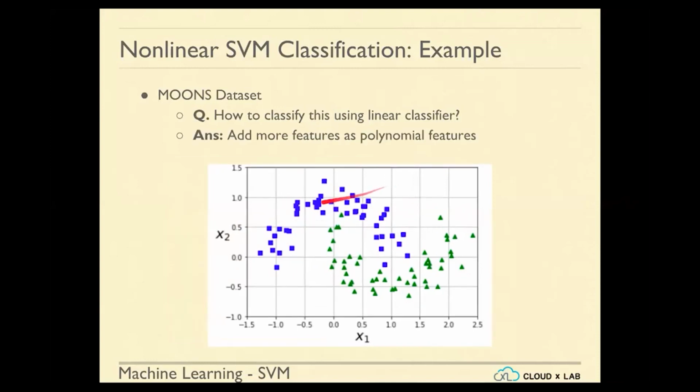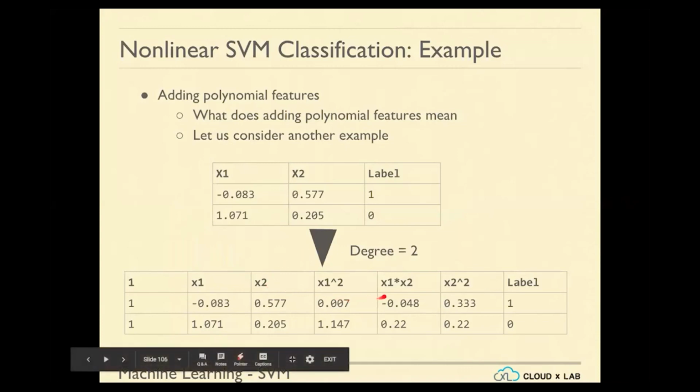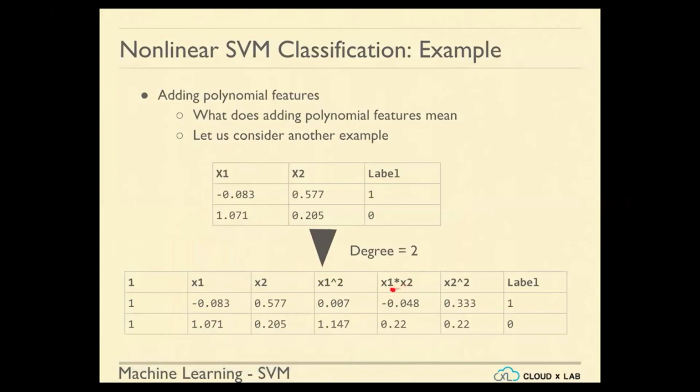So yes, we need to add more features, more polynomial features, in order to come up with a classifier which can separate the two, right? So let's just try adding. What does adding polynomial features mean? Let's say we add polynomial features of degree 2. What's going to happen is we are going to add x1 square, x1 into x2, and x2 square. Notice that it is x1 multiplied by x2.